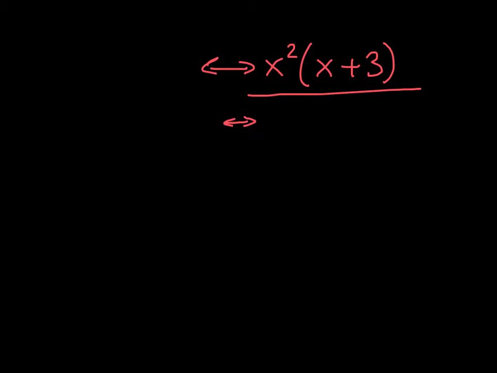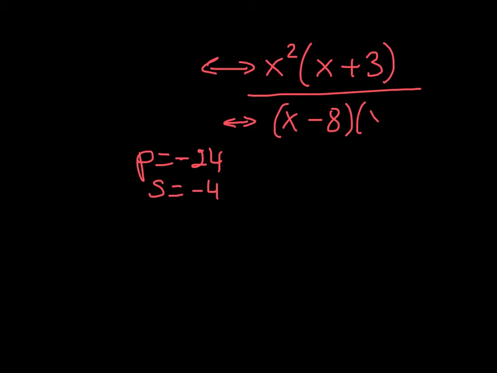Number 4. We're going to try to factor the numerator by pulling out the greatest common factor, the GCF. This is going to factor out an x squared, and this will be x plus 3. If you were to distribute x squared, you should be able to go back this way. In the denominator, what's the product of negative 24? The sum of negative 5. And that will give us x minus 8, x plus 3.